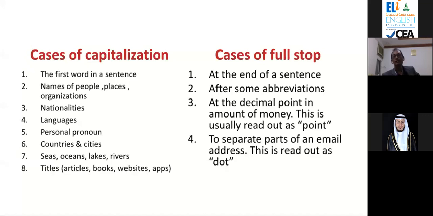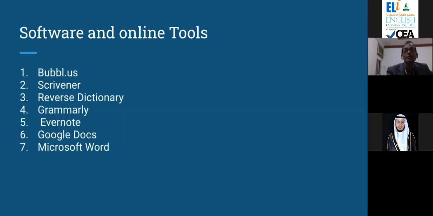To separate parts in the email address, this is read out as dots. Why do we read aloud as dots? Because there's a format for email. I mean, you have the address, you have the salutation, we have the punctuation, we have the ending and closing and all those kinds of things.